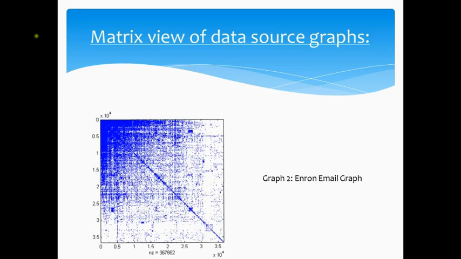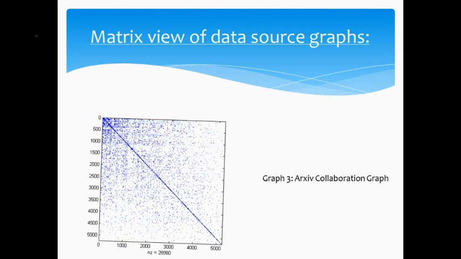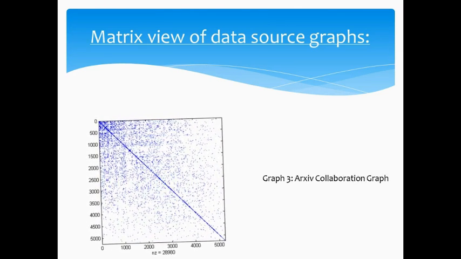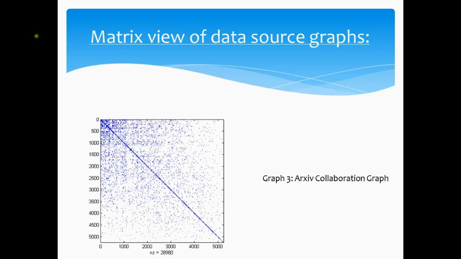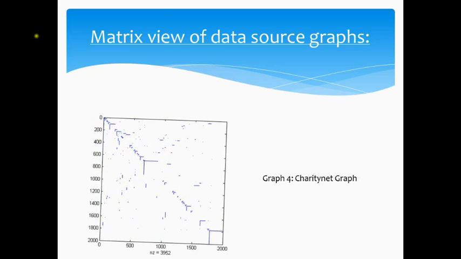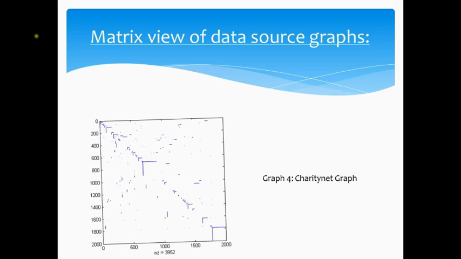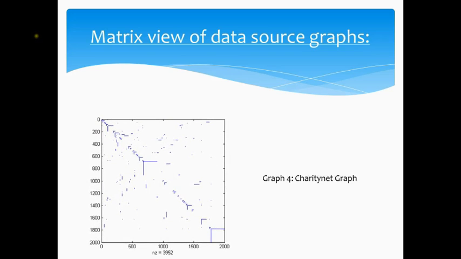The second graph is an undirected graph, the Enron email graph, where each node denotes a person. One edge between two persons implies email communication between these two persons. The third graph is one category of RZIP collaboration graphs, each node of which is an author in an RZIP network, and there's an edge between the two co-authors. The last one is a bipartite CharityNet graph, which records how multiple donors donate to different charities.